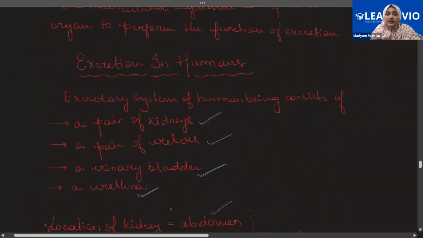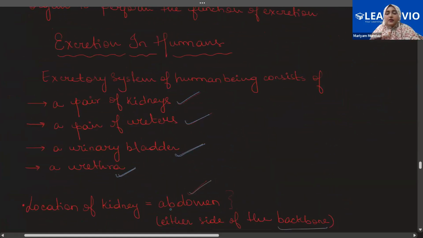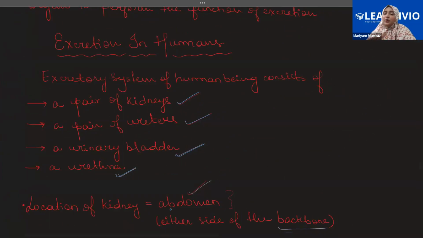Now, talking about excretion in the case of human beings. Human beings, we are so developed, we are so advanced. So in our body, the structures and systems present are also advanced and developed. We have a proper excretory system, and that consists of the kidneys, one pair, meaning two kidneys, then one pair of ureters, one urinary bladder, and one urethra. These are the components in the excretory system of humans.